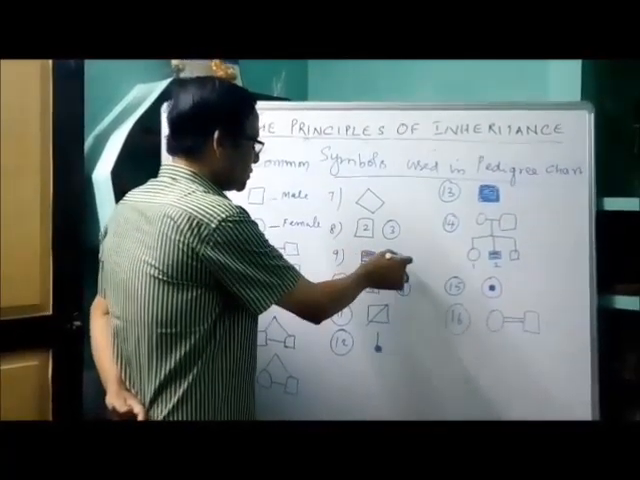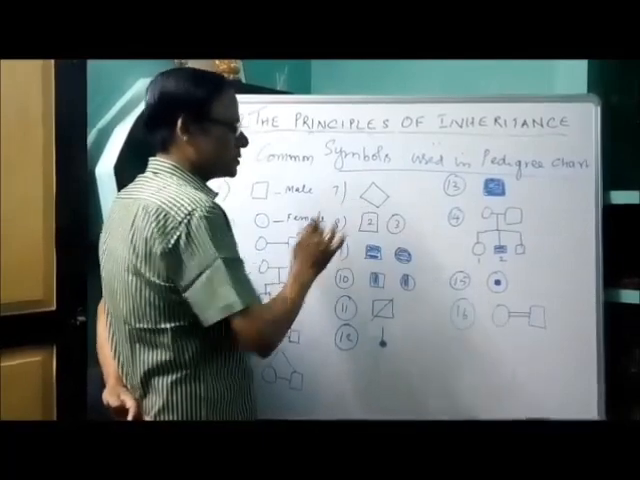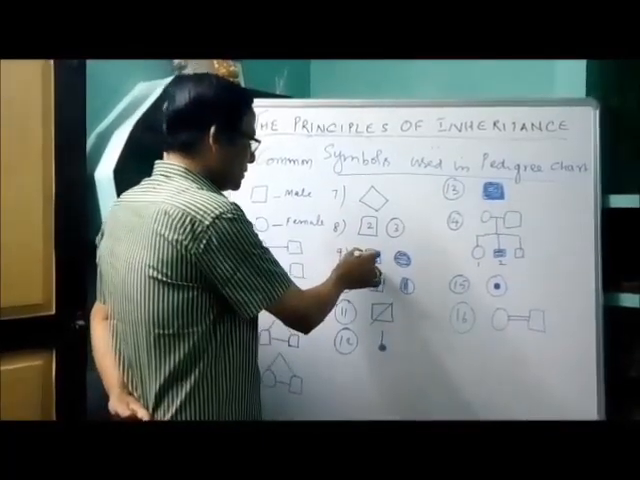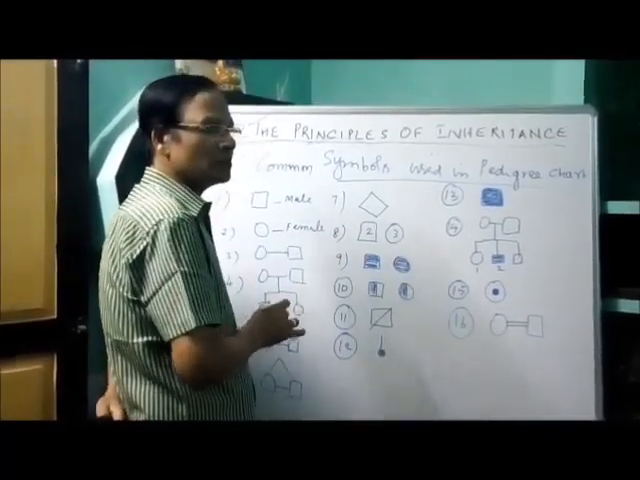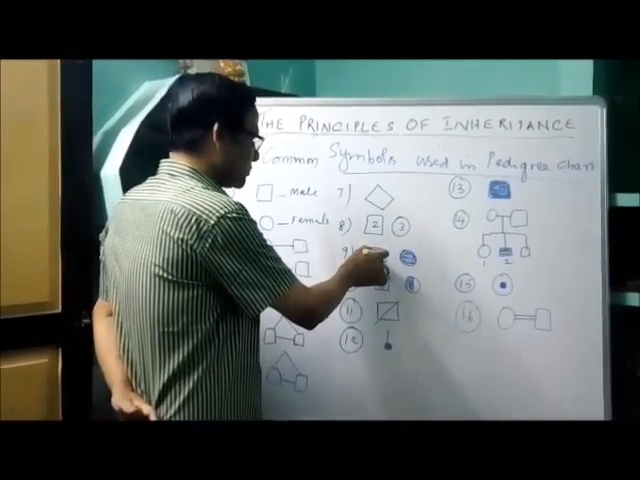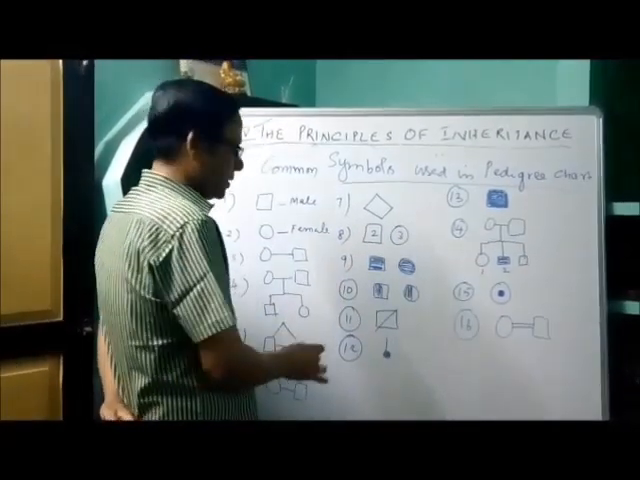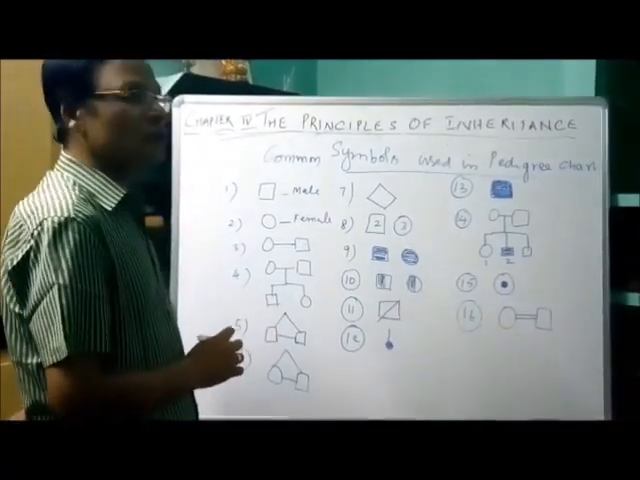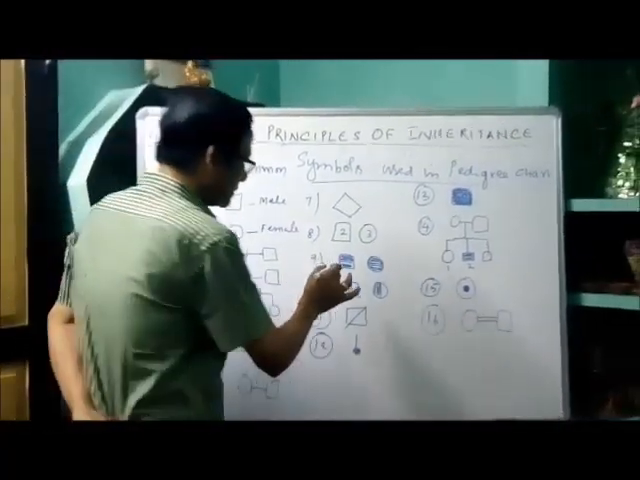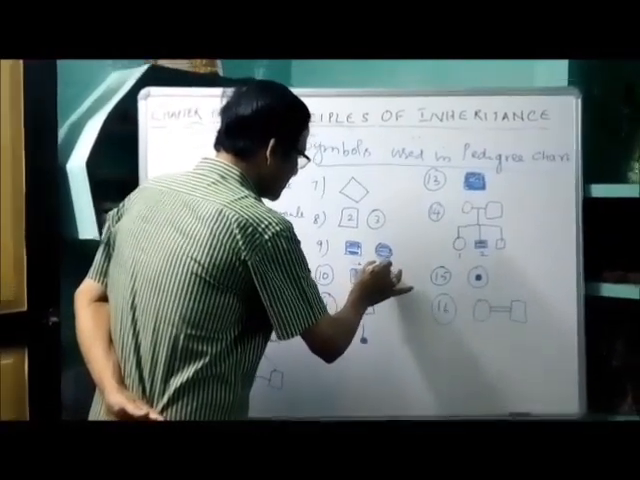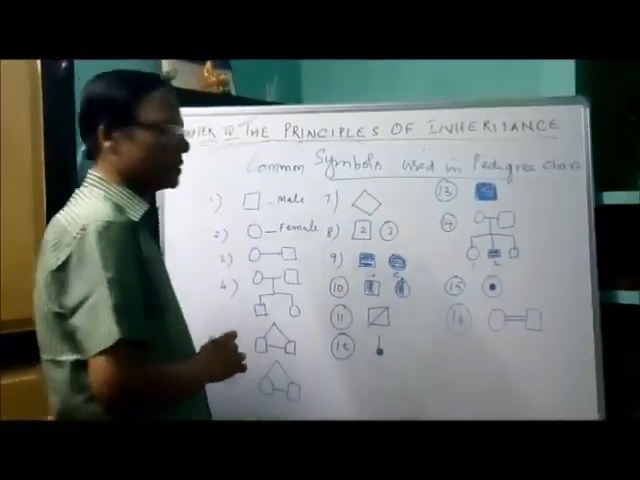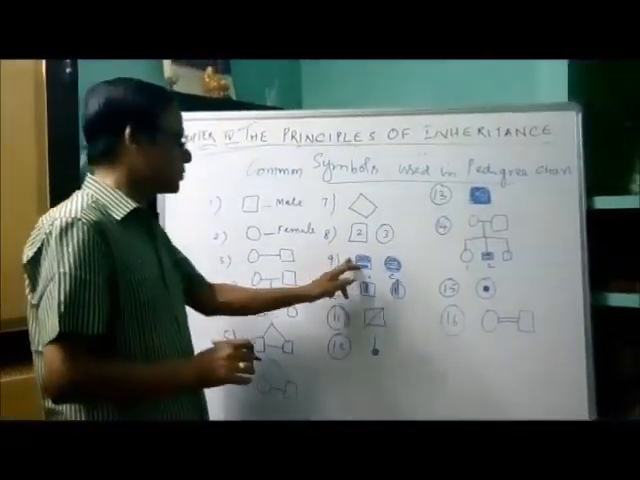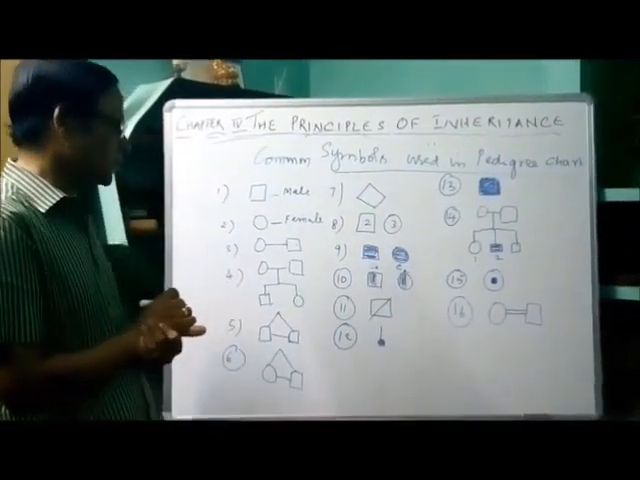Now here, I shaded a square and then a circle. That means these two are affected male and affected female. And now here it is half shaded. That is the heterozygous condition, just like for example capital C, small c. Heterozygous condition. And these are all the homozygous conditions, either recessive or not.